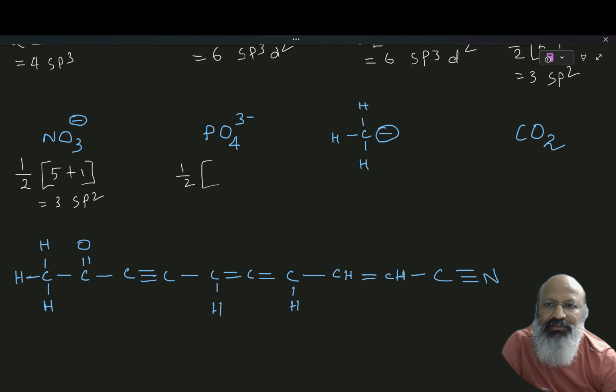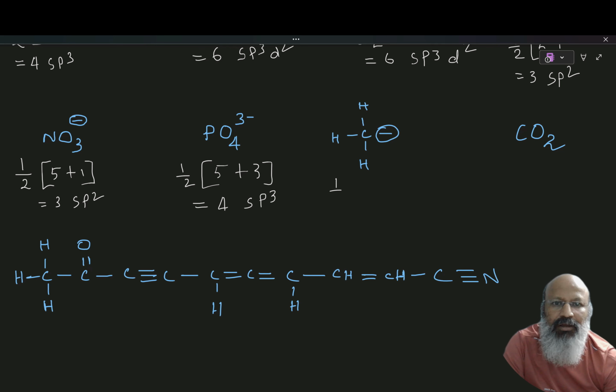Coming here, 5. Valence electron of phosphorus 5. There is no monovalent atom, negative charge 3. So in total it is coming 4. That is sp3.